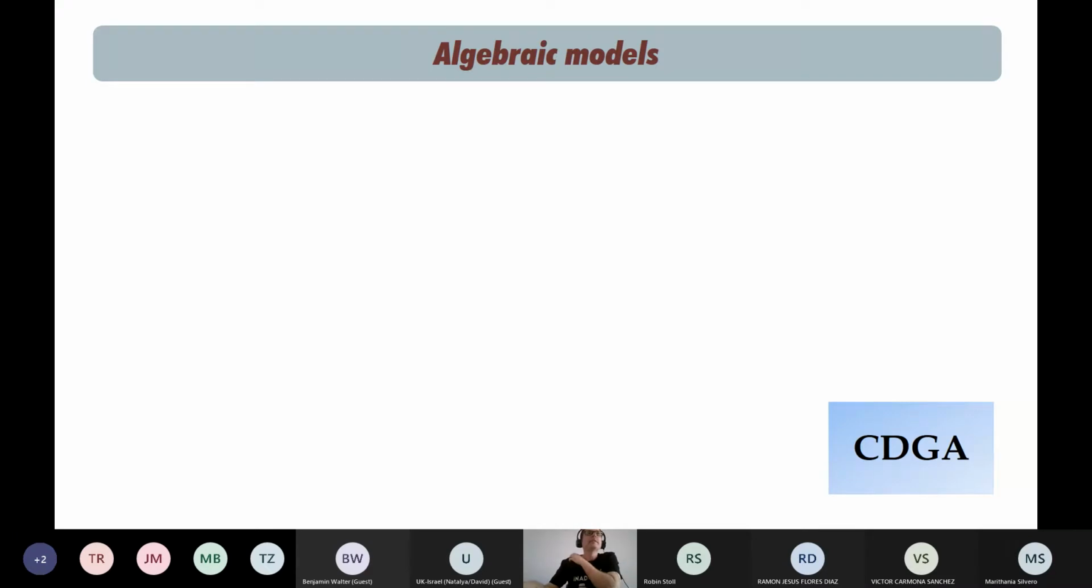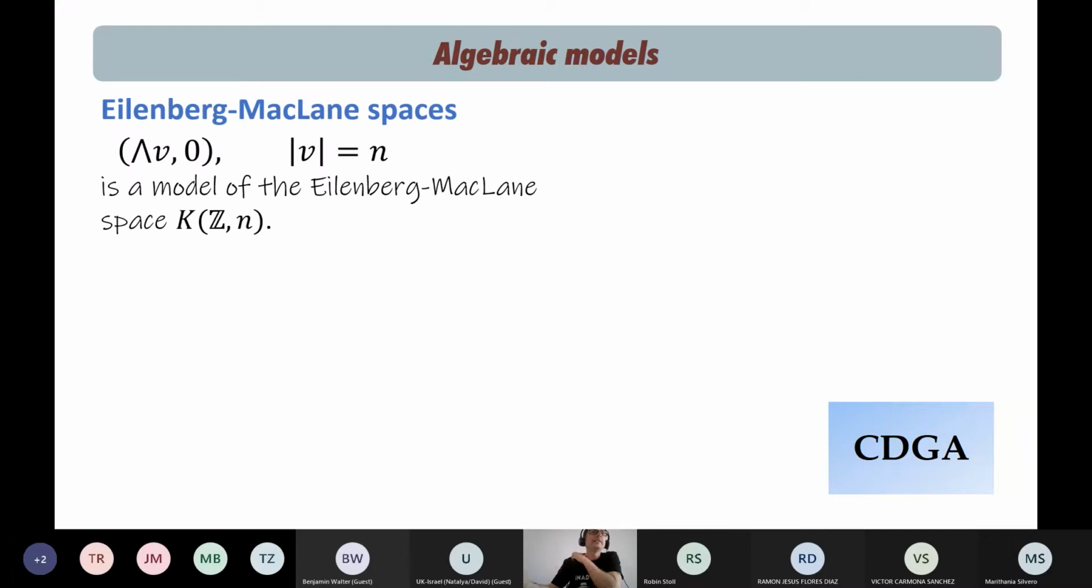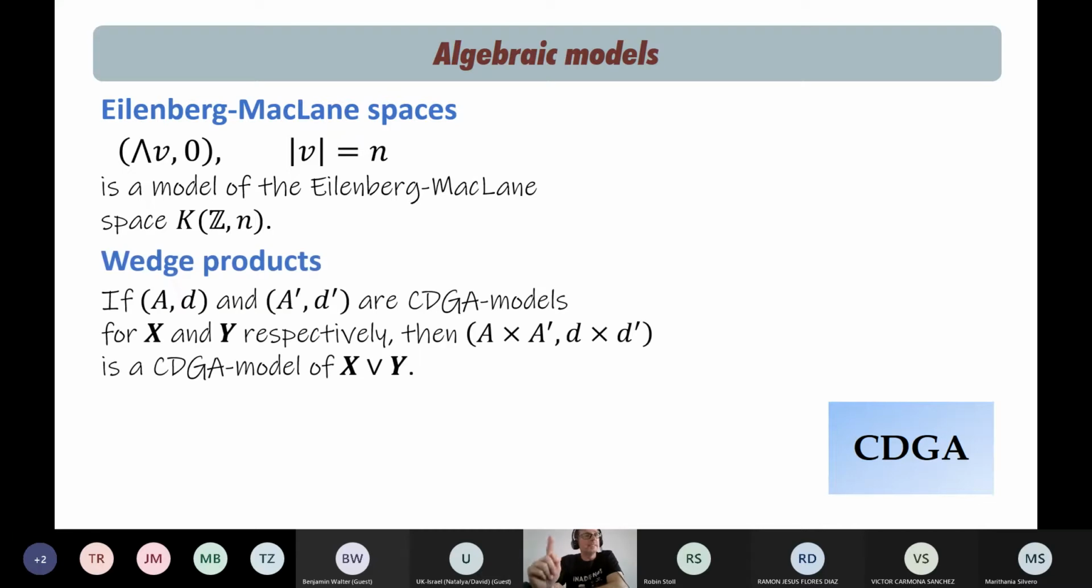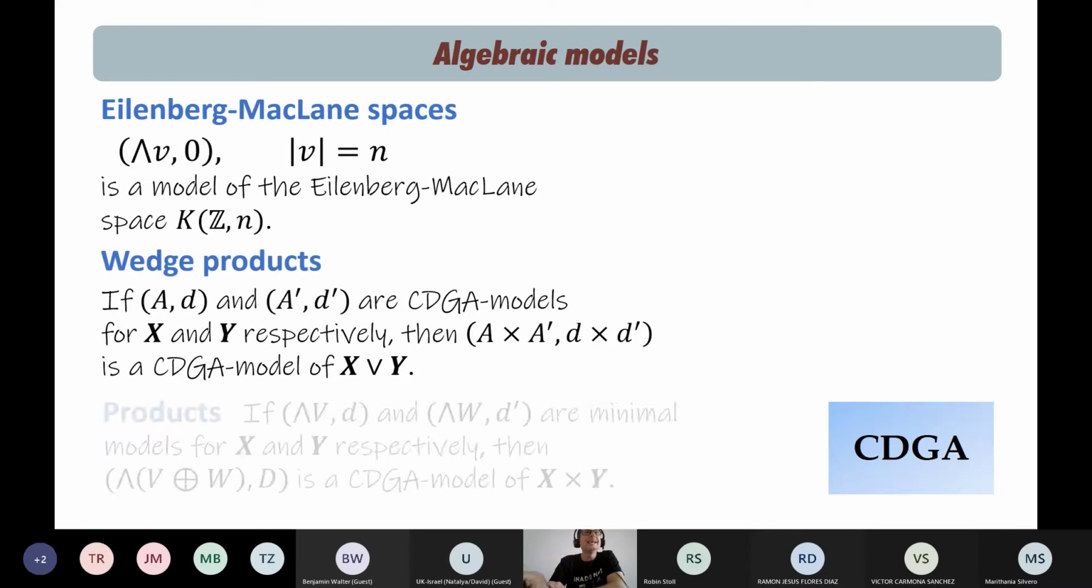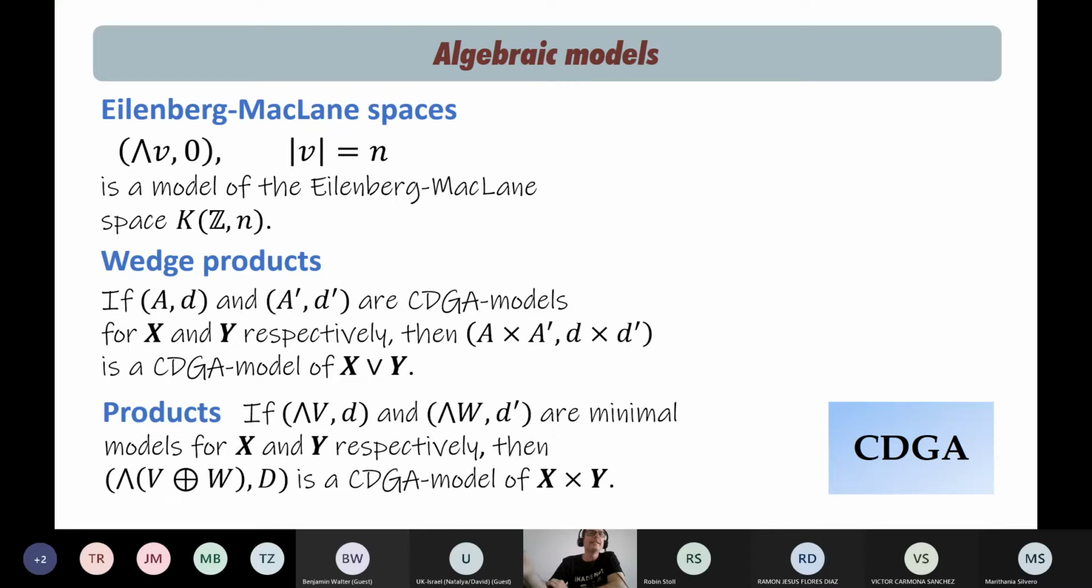For example, the dual of a sphere is an Eilenberg-MacLane space, and in this case also it's modeled by a Sullivan minimal model with a single generator in degree n and zero differential. Also, wedge products in this case, which is the Eckmann-Hilton dual of products, are described in terms of products of the CDGAs, and products are described in terms of the generators of two minimal Sullivan models of the factors X and Y. So everything is dual between Sullivan approach and Quillen approach.